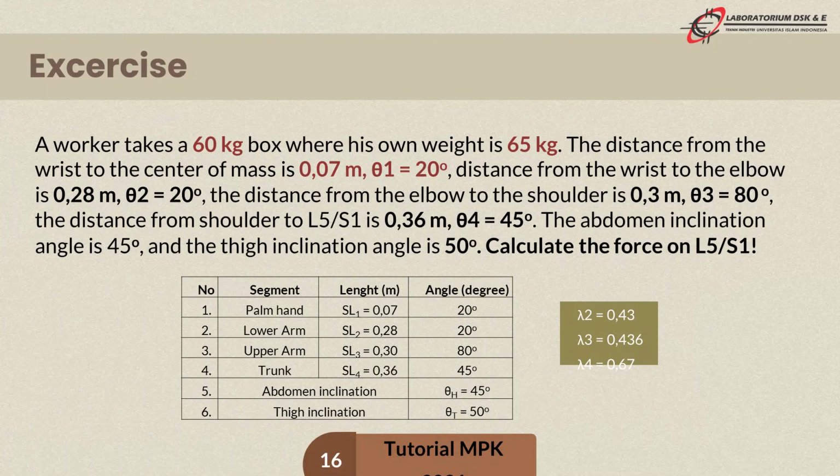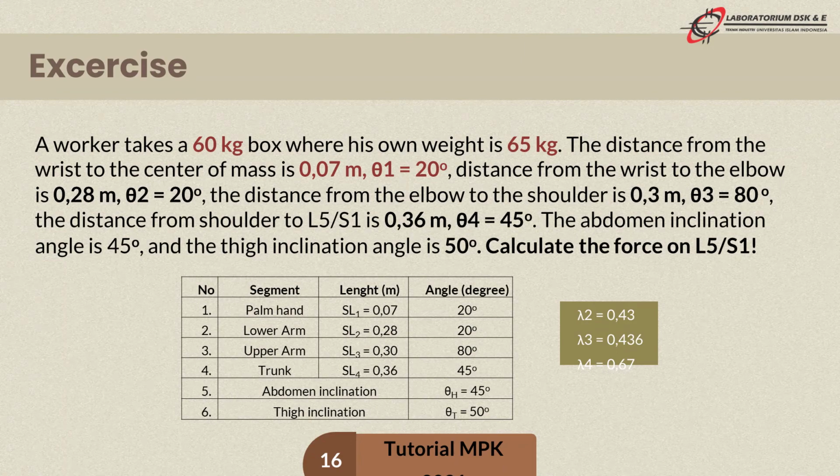To make it easier for you guys to understand, let's look at the practice question. Exercise: a worker takes a 60 kg box where his own weight is 65 kg. The distance from the wrist to the center of mass is 0.07 meter and the theta 1 is 20 degree. Distance from the wrist to the elbow is 0.28 meter and the theta 2 is 20 degree. The distance from the elbow to the shoulder is 0.3 meter with the theta 3 is 80 degree.